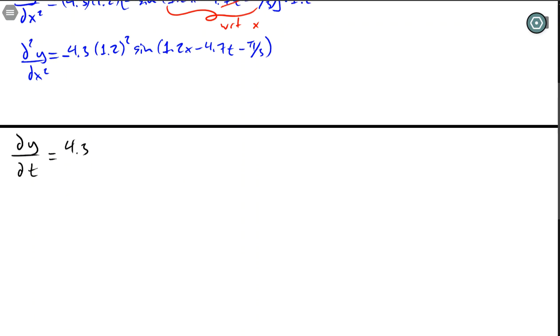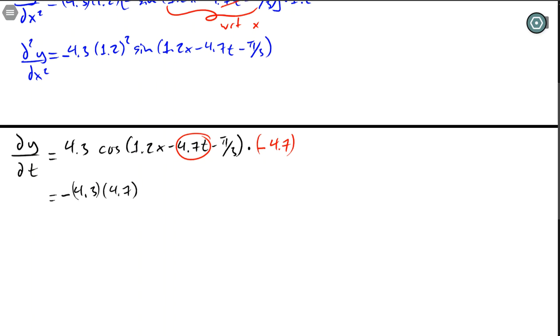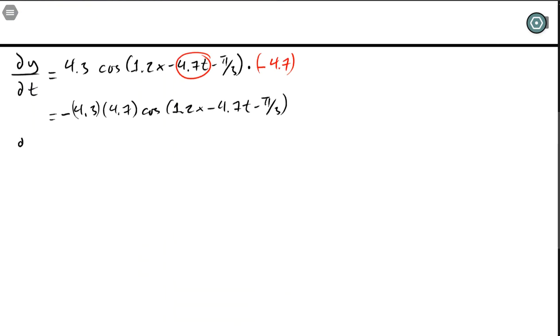Okay? And it's still going to be the derivative of sine at first is going to be cosine, and just copy. But now multiply by the only differentiable part, and it's going to be a negative 4.7. And so that's going to be negative 4.3 times 4.7 cosine of all of that. Okay, and then take the derivative again. So it's a repetitive process, and actually it can be a bit tedious, but this is not too bad.